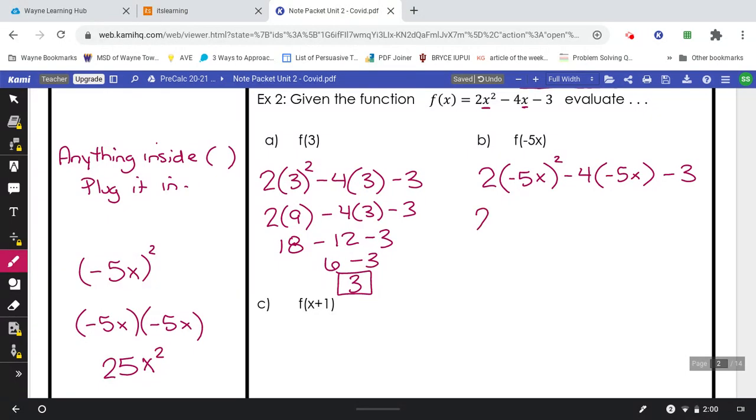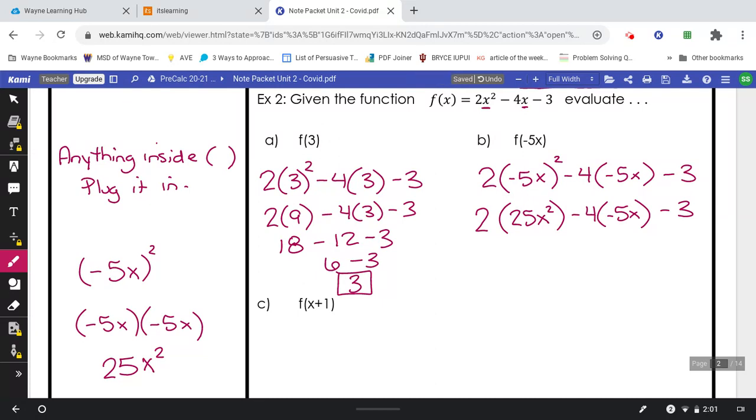I still haven't dealt with that 2 yet. I was just focused on the exponents right now. I'm just going to bring everything else down. You could do this in fewer steps if you're more comfortable with that. That's fine. Then I'm going to do my multiplication and division.